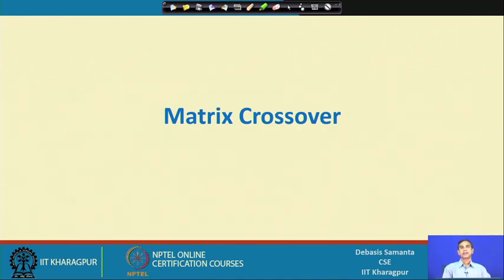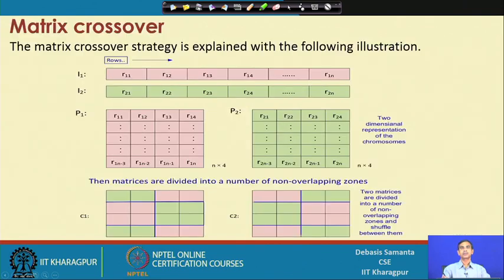And then another crossover mechanism is called the matrix crossover. Usually this crossover is preferable when the size of the chromosome is too large. Now, if the size of the chromosome is too large, then we can represent one chromosome in the form of a matrix. How a chromosome can be represented in the form of a matrix is shown here.